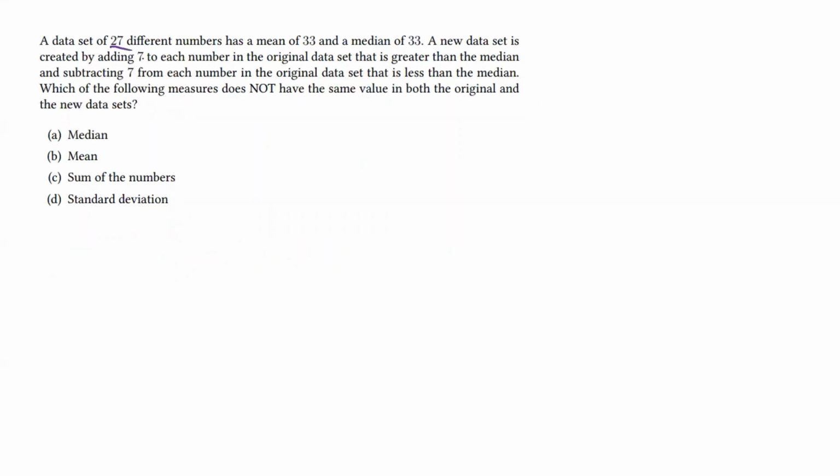Now we have a data set of 27 different numbers where the mean and median are 33. Note that since 27 is an odd number, we have an odd number of data points. So this median of 33 is actually the number 33 and not some sort of an average of 2 central measures. We are going to add 7 to every single number greater than the median.